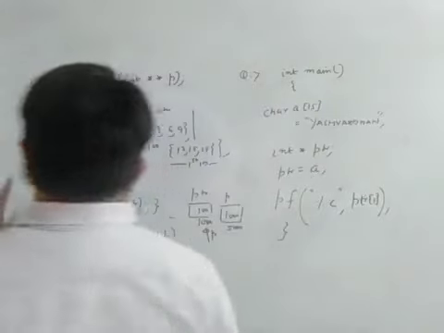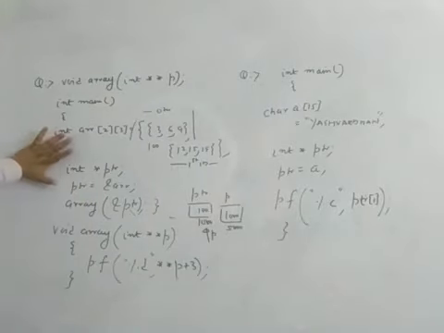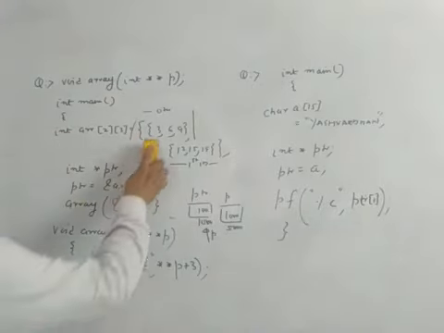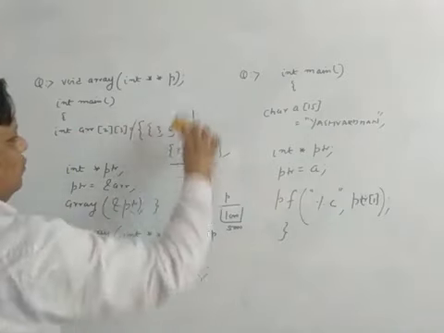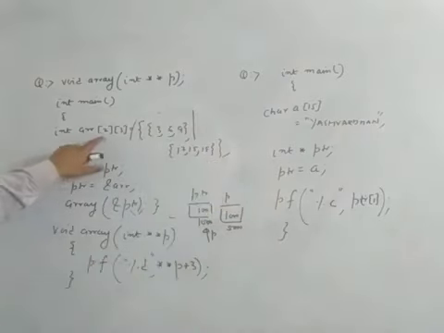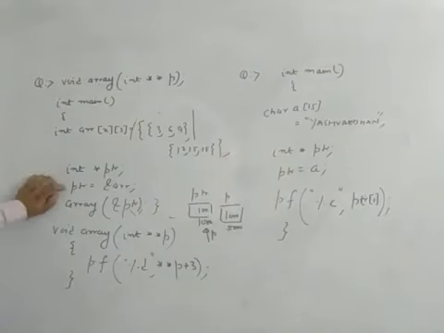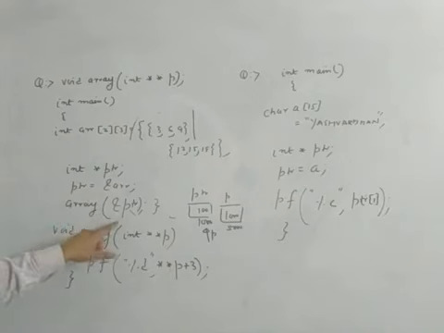Okay, now moving on to this code. I have declared a 2D array, having two 1D arrays, and each 1D array consists of 3 elements. Then int star ptr is equal to address of arr. Then I have passed the address of ptr to this function and stored it in a double pointer, and print star p plus 3.